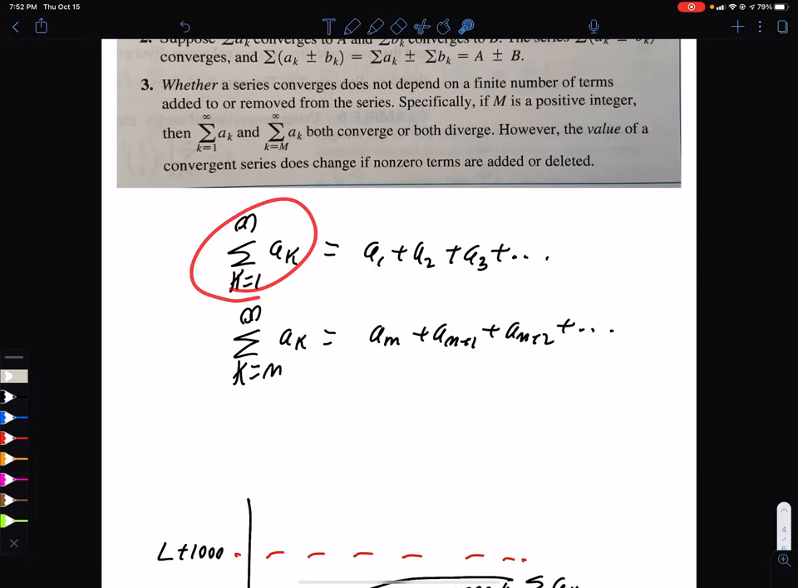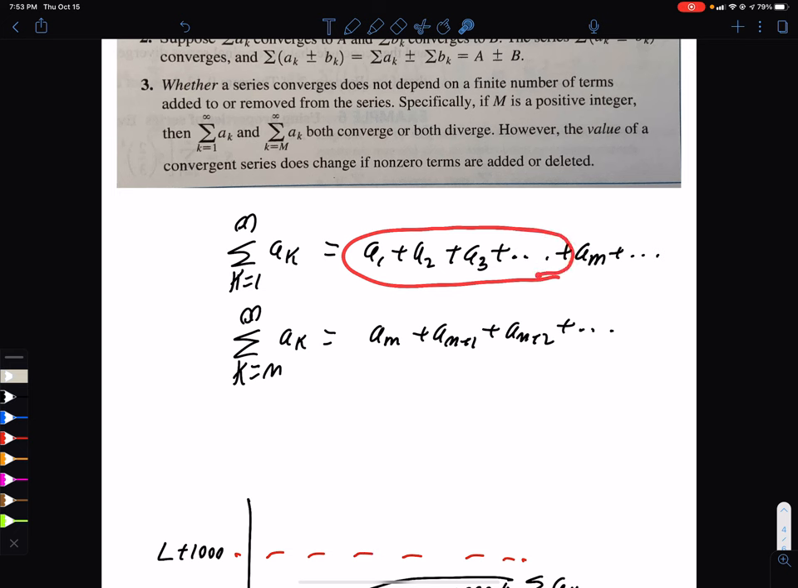So I have two of the same series. One starts at 1, one starts at m. So this one is going to be bigger because you have all these extra terms in front. Now at some point, you're going to get to that m. So what's the difference between these two? Well, this first one has all these extra terms in front. So it's just going to be bigger. It's just going to be shifted up. So you got to understand, this is important. Adding or subtracting terms to a series does not change its divergence or convergence.